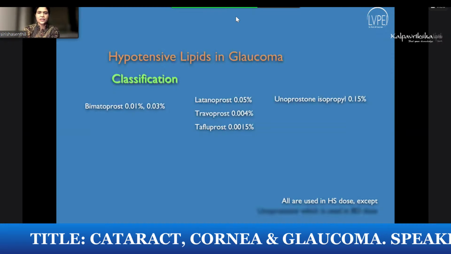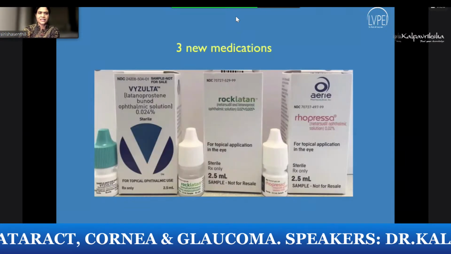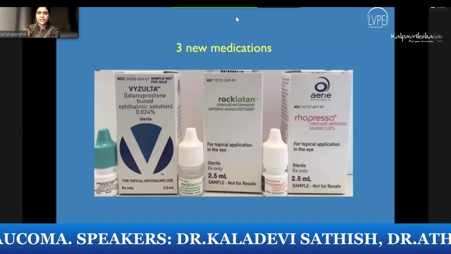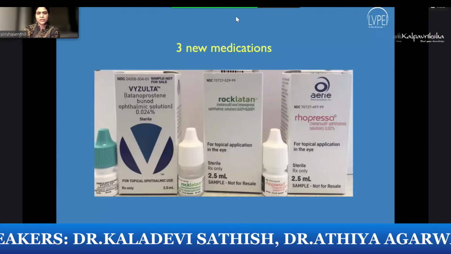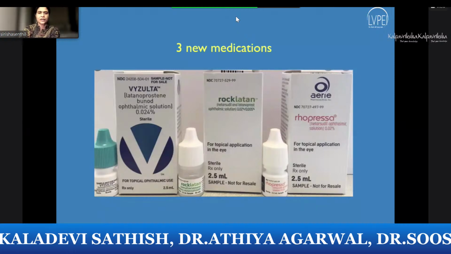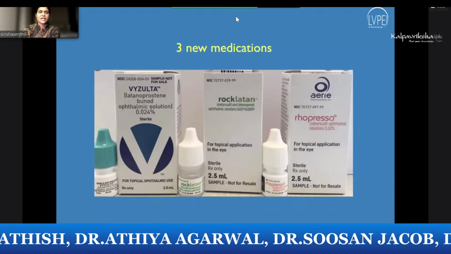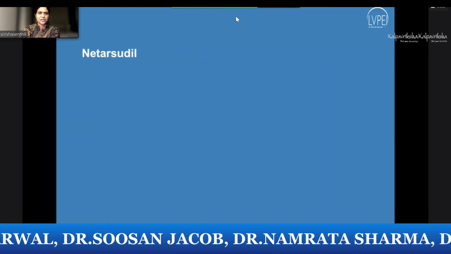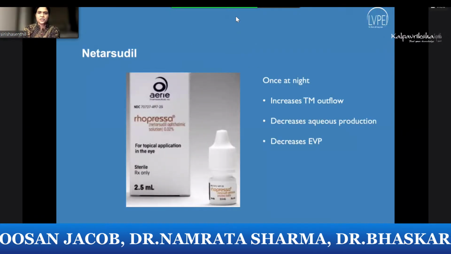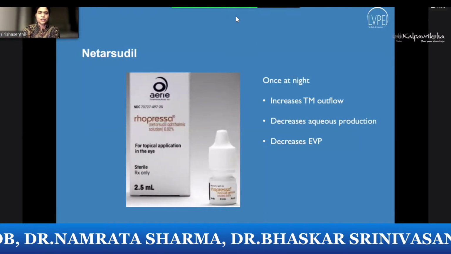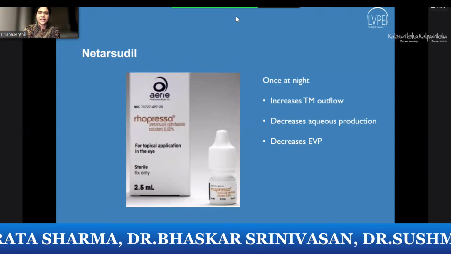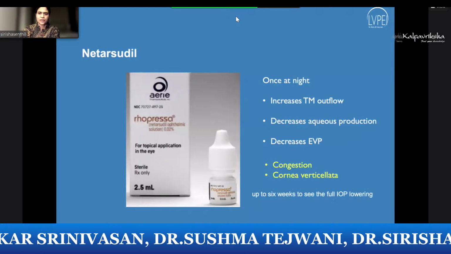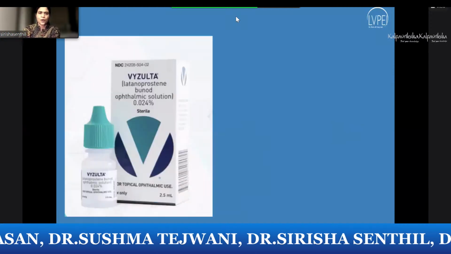These are the newer drugs that have come into the market: latanoprostene bunod, Ropressa or Netarsudil, and Ripasudil, and also a combination of Netarsudil and latanoprost, which is available in the US. But with us, we have Ropressa as well as Netarsudil and Ripasudil. So just briefly, Netarsudil is usually a once daily application, increases the trabecular outflow as well as decreases the aqueous production. Congestion is a serious problem.